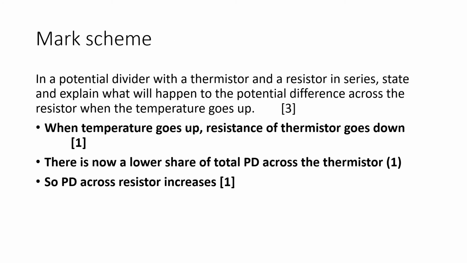So in your explanation you would need to say, when temperature goes up, resistance of the thermistor goes down. There is now a lower share of the total potential difference across the thermistor, and so the potential difference across the resistor increases.